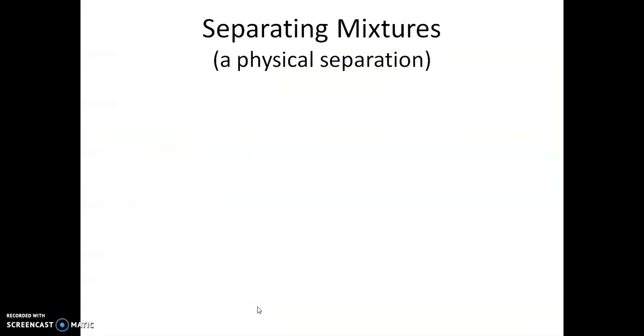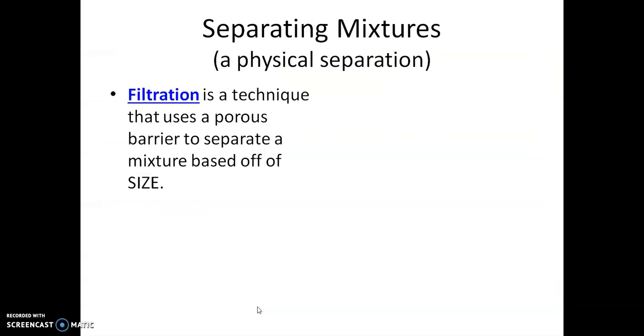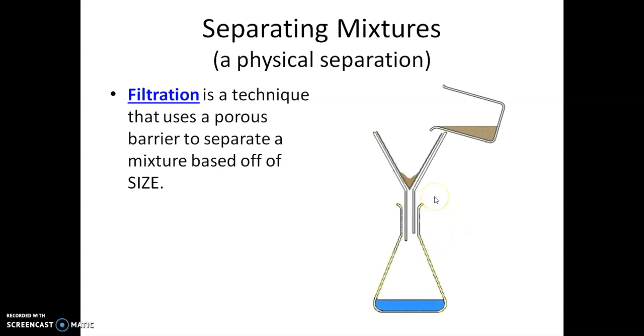So let's talk about how to separate these guys. The first one is filtration. And filtration is based off of size. So if you have something that is a different size, then it gets stuck in the filter and the smaller thing falls through. So for instance, I have a filter in here, and the sand gets caught in the filter. It can't go through, but the water was small enough that it could pass through.